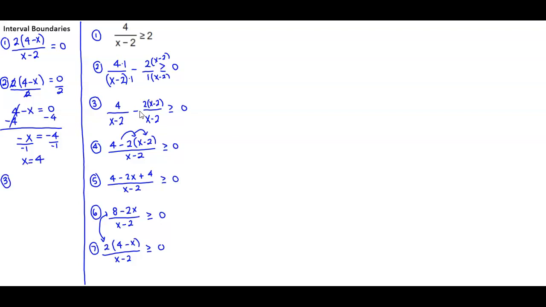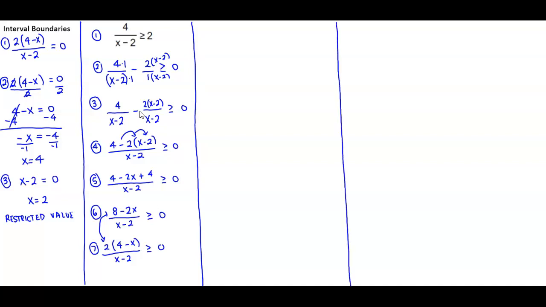Step number 3, we're going to take x minus 2, which is in the denominator, and solve for x. So x is going to equal 2, and remember that this is a restricted value, which means that because it makes the denominator 0, if we let x equal 2, it would make it undefined. Okay, so now we're going to draw our number line that includes those interval boundaries. So there's our number line going from negative infinity to positive infinity. We know that one interval boundary is 2, and the other interval boundary is 4.